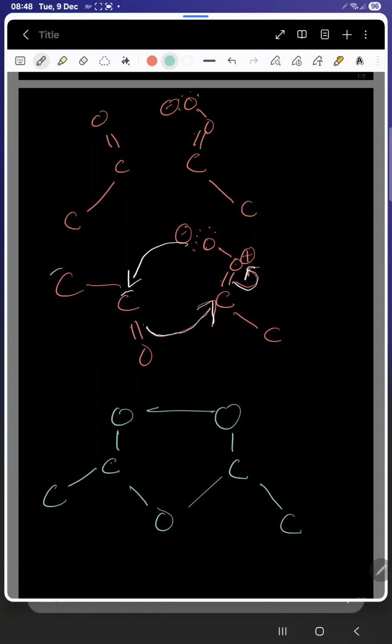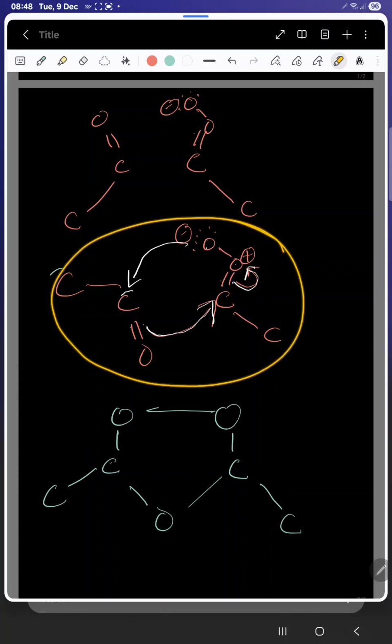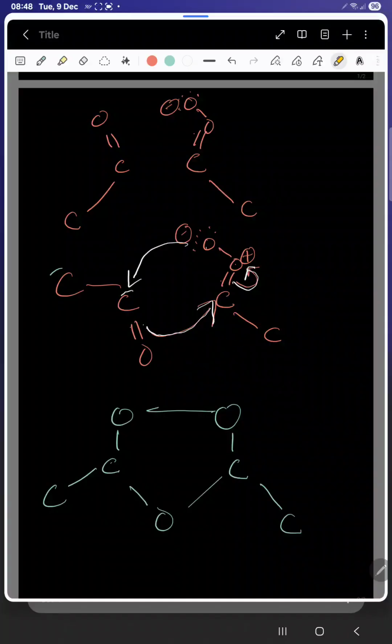So we are going to write a bond like that. Okay, so this is what we are going to form after these undergo a cyclic addition. Once they undergo a cyclic addition, we are going to make sure that we remove one of the oxygens from this compound that we formed.